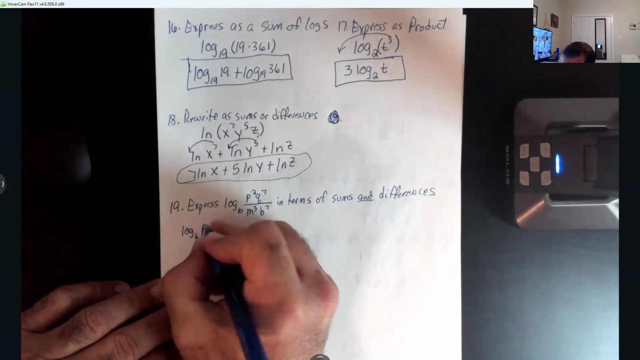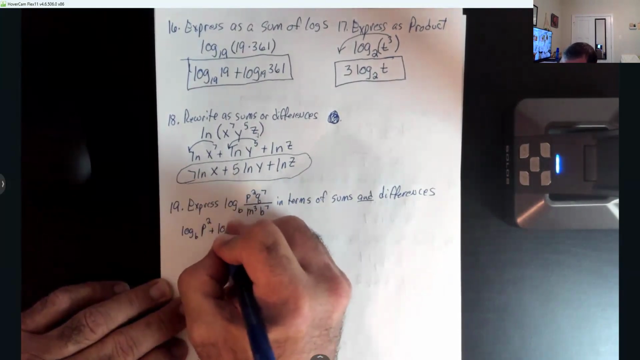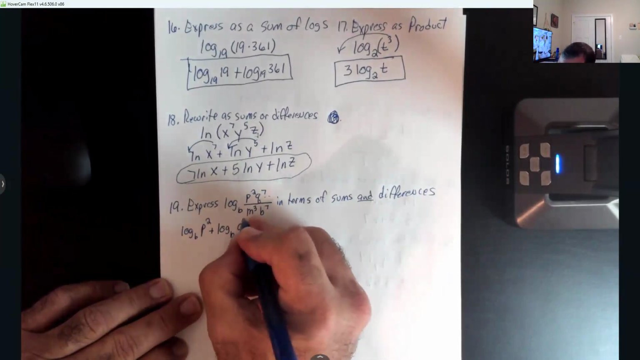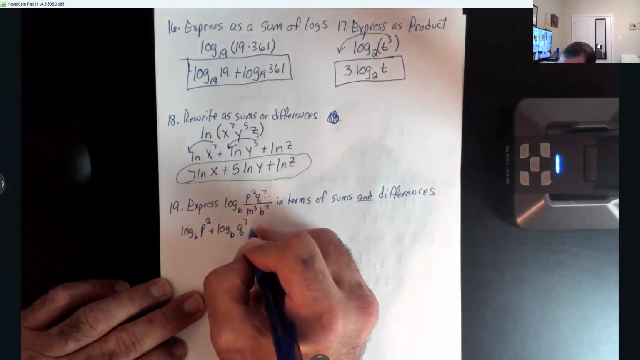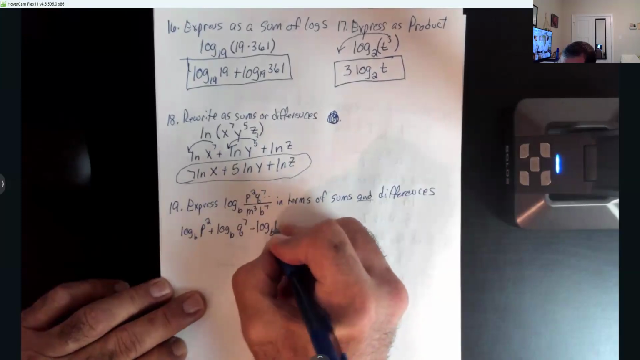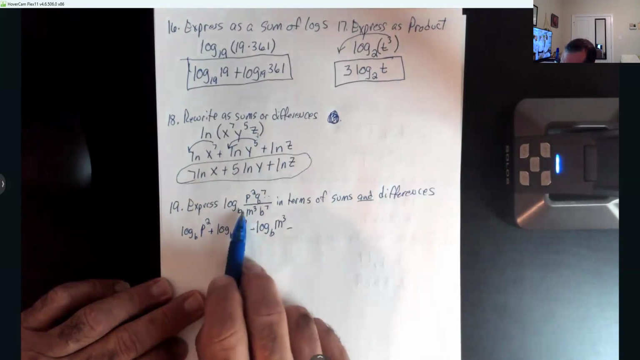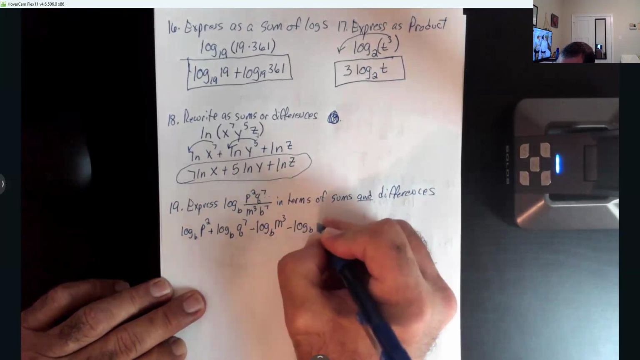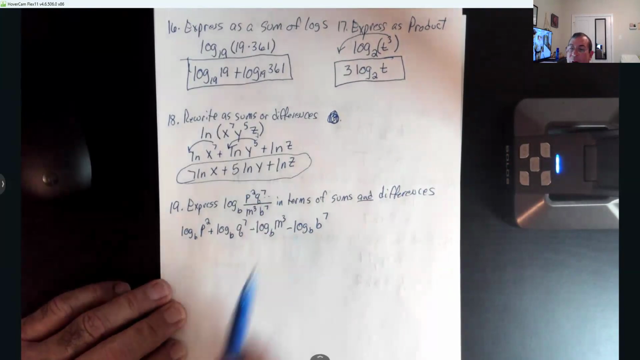So the P squared's on top, it's positive. And then the log B of Q7, because the Q7's on top. Now we start subtracting. So distribute log B to the bottom. And M3 is on bottom, so it gets subtracted. And then, same thing, distribute log B to B7. So the two are positive on top, two negative from the bottom.